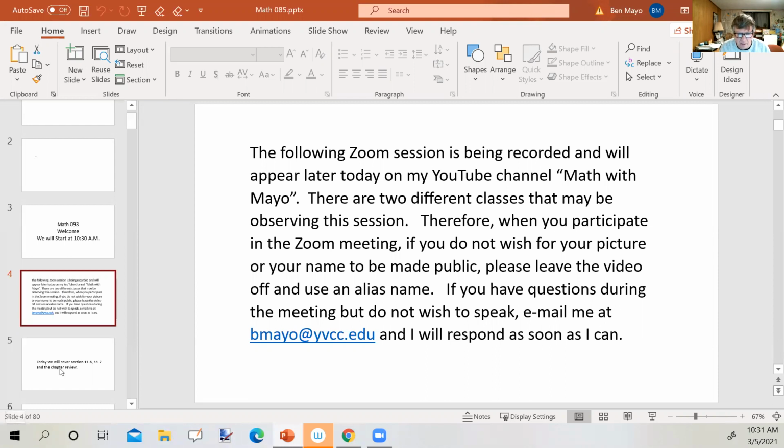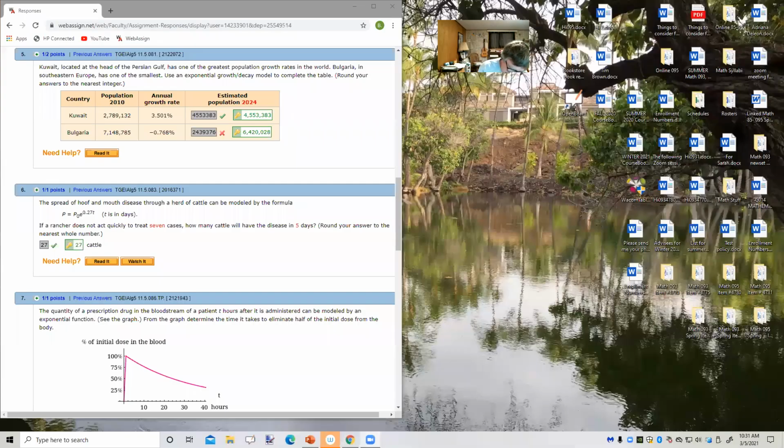Okay, first thing I want to look at here is problem number 5. So this is 11.5 part 2, problem number 5. It says Kuwait, located at the head of the Persian Gulf, has one of the greatest population growth rates in the world. Bulgaria in southeastern Europe has one of the smallest. Use an exponential growth decay model to complete the table. Round your answer to the nearest integer.